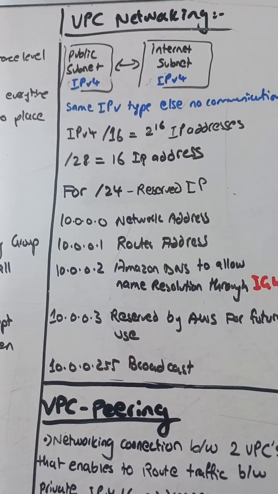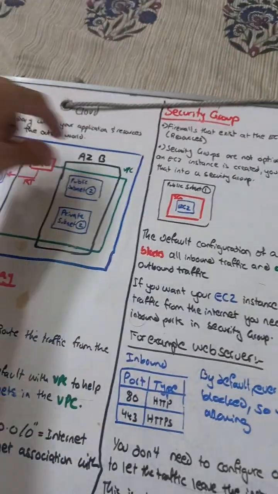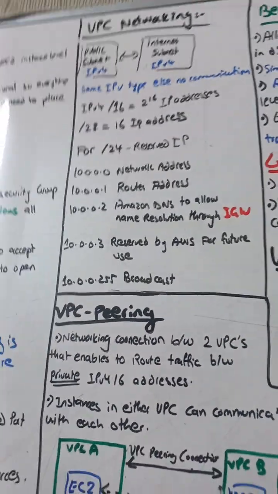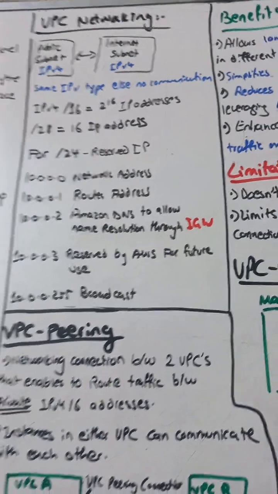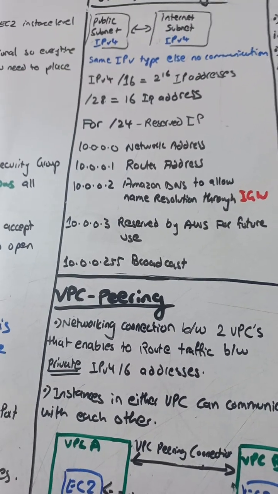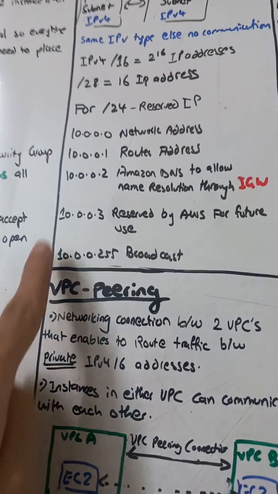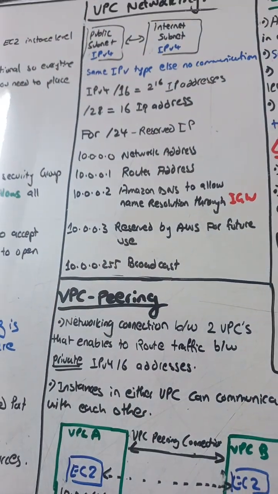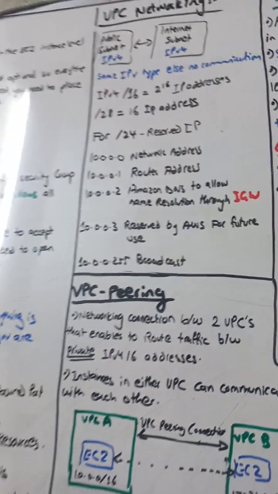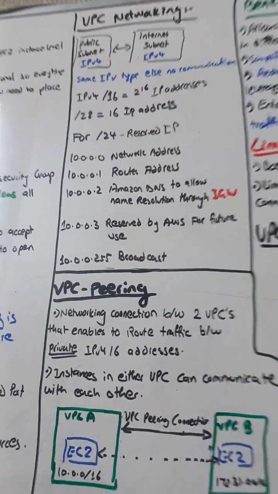So .0 is your network address, which was for your VPC. You can't use that. .1 is for the VPC router. You can imagine that there might be a router which is communicating with AWS. You can't use that. .2 is for Amazon DNS to resolve your name resolution. You can't use that either. And you can't use .3 because that is reserved by AWS for future use. You also cannot use the last IP, which is going to be .255, which is used for broadcast. So anything which is left in between, from 4 to 254, you can use.